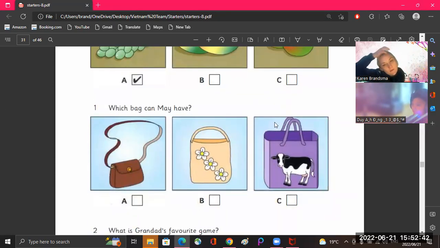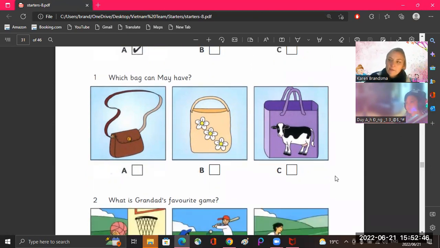1. Which bag can May have? Mum, can I have a new bag? This one's got flowers on it, and I don't like it. Yes, May. You can choose. Wow. Can I have this one? No, May. It's too small. Have this big bag with a cow on it.